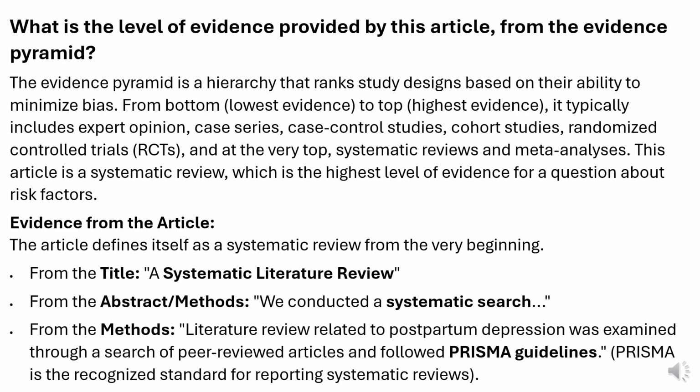What is the level of evidence provided by this article from the evidence pyramid? Explanation. The evidence pyramid is a hierarchy that ranks study designs based on their ability to minimize bias. From bottom, lowest evidence, to top, highest evidence. It typically includes expert opinion, case series, case control studies, cohort studies, randomized controlled trials, RCTs, and at the very top, systematic reviews and meta-analyses. This article is a systematic review, which is the highest level of evidence for a question about risk factors.